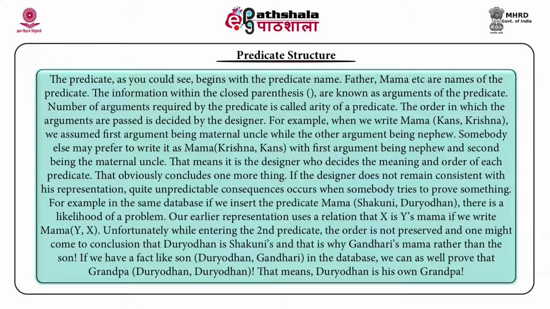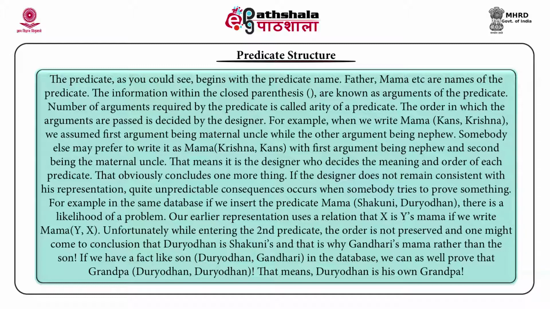For example, one very interesting example that I have quoted in the write up is Mama Kans Krishna and Mama Krishna Kans. These 2 are different, because if you say that the first one is a nephew and the second one is mama, obviously if you change the order, the problem could be that if you write Mama Shakuni Duryodhan and actually you should have written Mama Duryodhan Shakuni, what happens is when you say Mama Duryodhan Shakuni, Duryodhan becomes mama of Shakuni. What does that mean? He is also mama of his own mother, and if somewhere you have information like son Duryodhan Gandhari and you also prove that Duryodhan is Gandhari's mama, what you will get out of it is Duryodhan is his own grandpa.